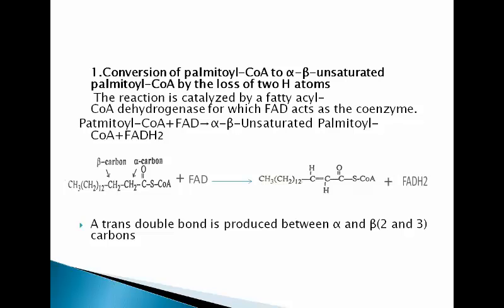The trans double bond here is because the hydrogen atoms are present on the opposite sides of the double bond. That is why it is a trans double bond. And as it is present between alpha and beta carbon, that is why it is called alpha beta unsaturated palmitoyl-CoA.